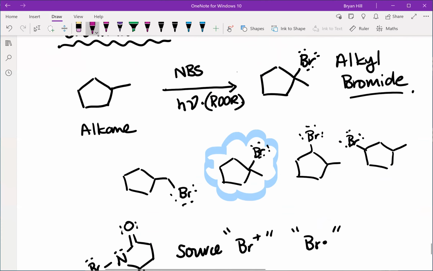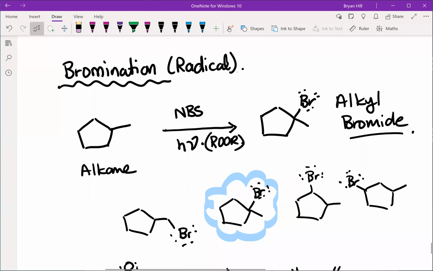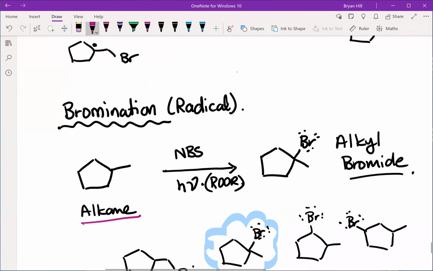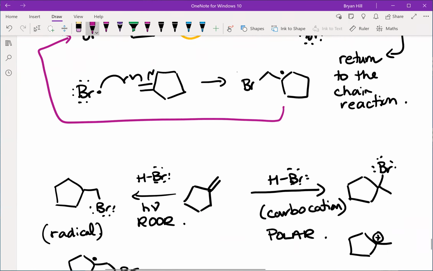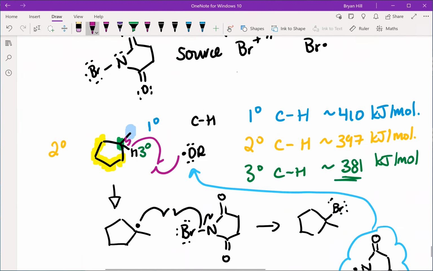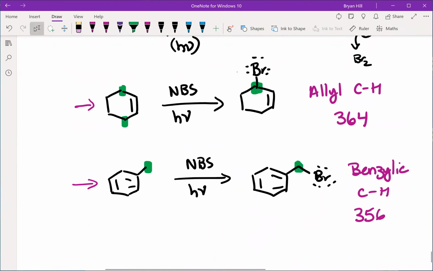So yeah, the key point for this is that you can take a regular alkane and brominate the most substituted carbon, or do the anti-Markovnikov addition of HBr. Yep, that's what I wanted to get through today, I guess.